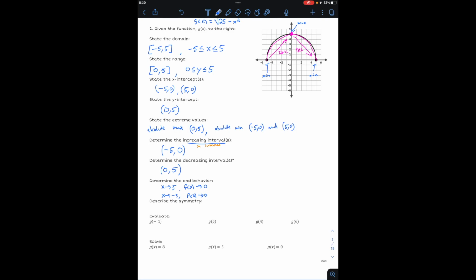Symmetry. Again, we've got this beautiful symmetry across the y-axis. And again, this is called even symmetry, or an even function. You don't need to know that until a little later in this packet. You'll get full-on instruction in that. But it basically just means symmetric over the y-axis. All right, let's get evaluating.